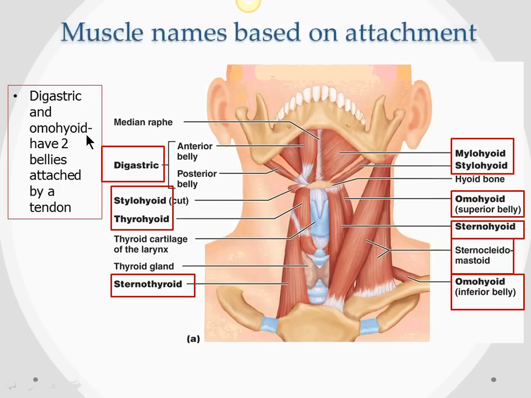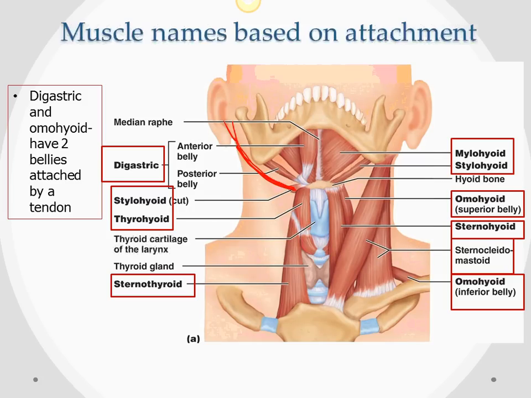But if we leave these out, then we have muscles, and the names themselves tell you very clearly where they are attached. Usually the first part of the name is where they begin and the second part of the name is where they end. For example, sternothyroid, going from the sternum to the thyroid cartilage. Thyrohyoid, going from the thyroid cartilage to the hyoid bone. Stylohyoid, this is cut. This muscle actually comes from the styloid process. You remember there was a little styloid process, to the hyoid bone.